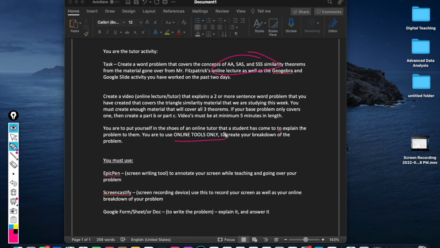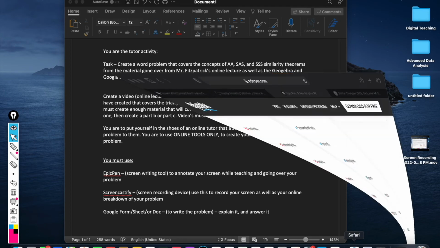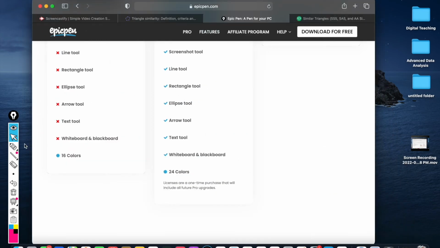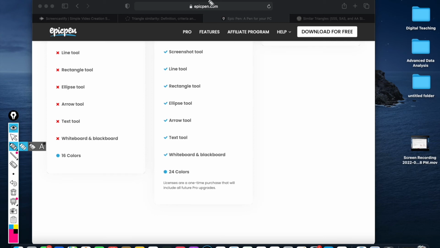You must use EpicPen. You see I'm using that right now. That is your screen annotating tool, found at epicpen.com. If you have not already installed that on your computer, or on your Chromebook, which you all should have, at epicpen.com you have a free trial to be able to do that.